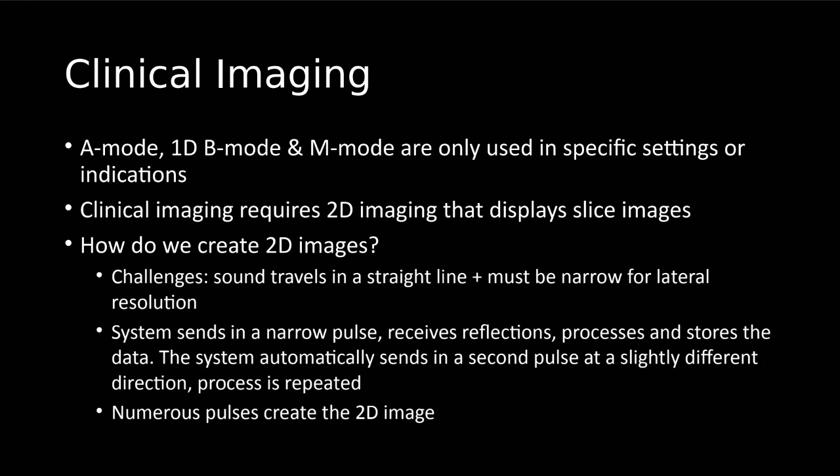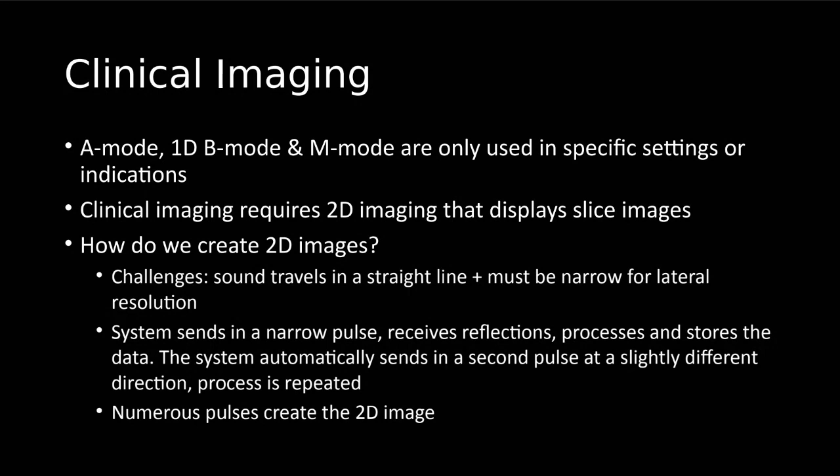So there are these really specific indications and scenarios where we would only use M mode or A mode or one-dimensional B mode. I honestly can't even tell you an indication of why we would use A mode or one-dimensional B mode, and I can't even tell you how we would only get one-dimensional B mode on our system. So it's really only M mode that is situation specific that we would be using. So we are using two-dimensional B mode.